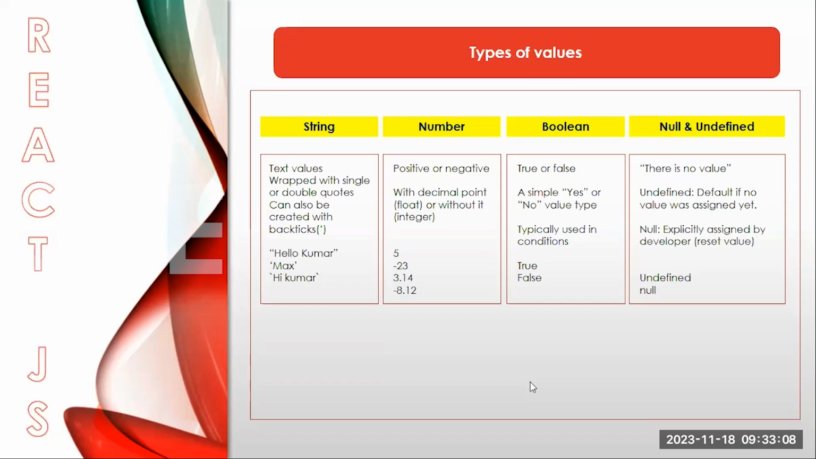Suppose I am setting var x. It is defined, but I have not assigned a value to it, so that is undefined. But whenever I put x equals null, null is a value. We are providing the null. So null is explicitly assigned by the developer. It does not come automatically. But undefined is the default if no value was assigned yet. Clear on this one?